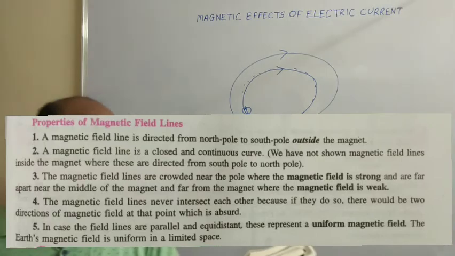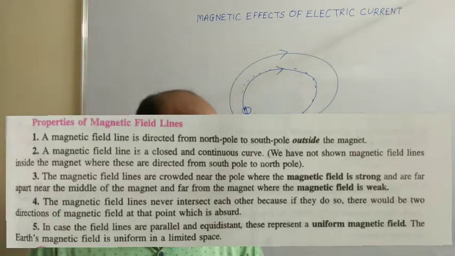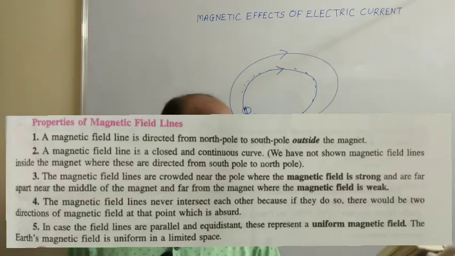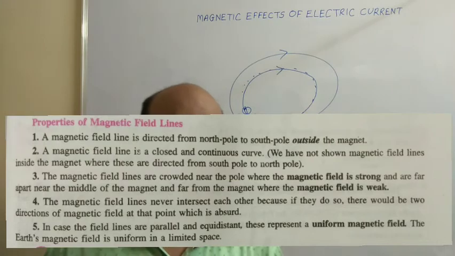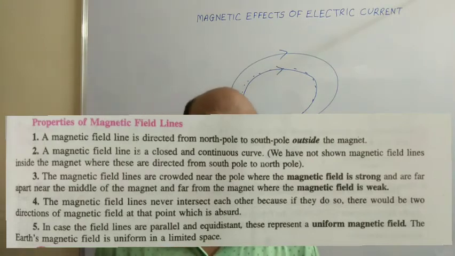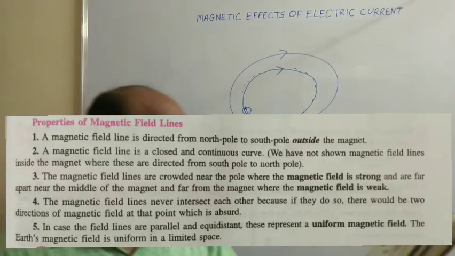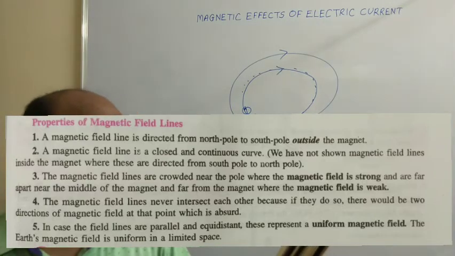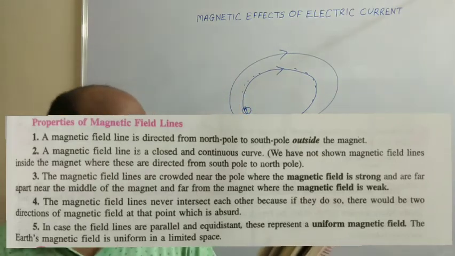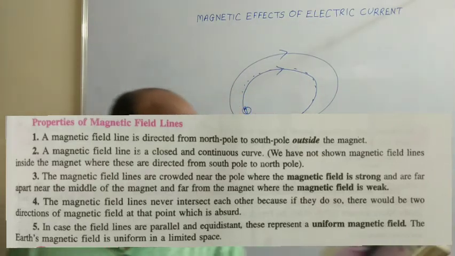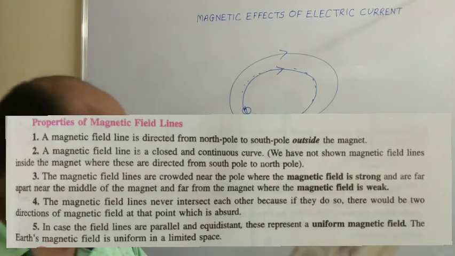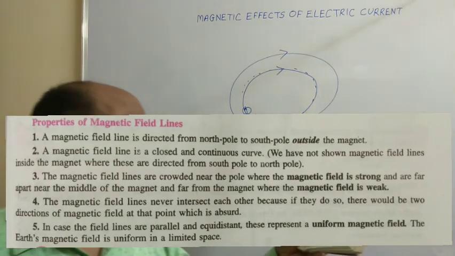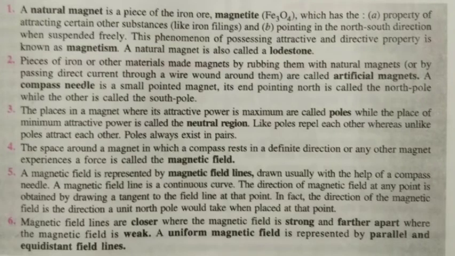The fourth property is that magnetic field lines do not intersect each other, because if they did, there would be two directions of the magnetic field at that point, which is absurd. It means, suppose the lines of force intersect each other, then there will be two directions, and it is impossible to have two directions at a single point of the magnetic field. Now the fifth property is that when the field lines are parallel and equidistant, they represent a uniform magnetic field. The Earth's magnetic field is uniform in a limited space. Some tips I am also going to give you here.